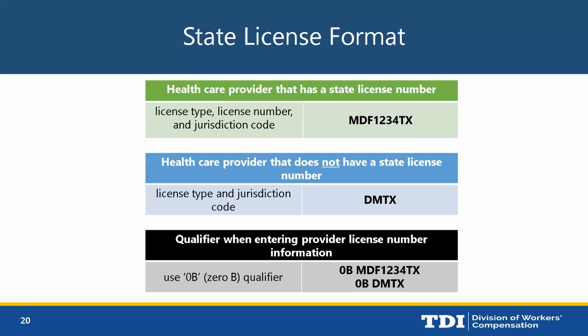The healthcare provider's license number must be formatted as seen here by the license type, license number, and jurisdiction code. And you must use a 0B qualifier when entering a provider's license number. Healthcare providers that do not have a state license number only need to enter the license type and jurisdiction code.